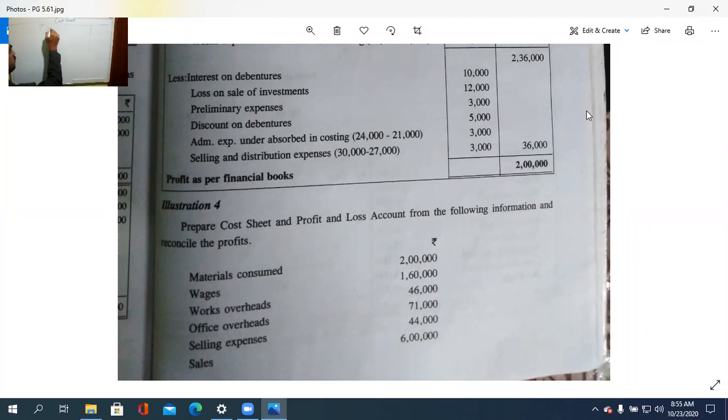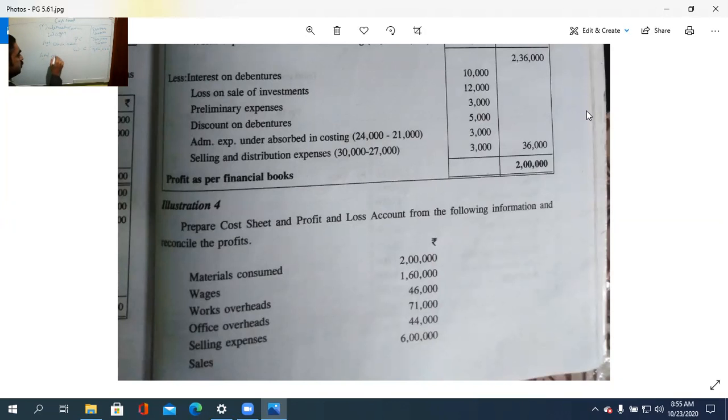So materials consumed, how much is it? 2 lakh. Then labor or wages. Okay, wages is how much? 1,60,000. So it is 3,60,000. Then this is what prime cost, and works overhead. Works overhead, it is 46,000. 4,06,000, that is the work cost.